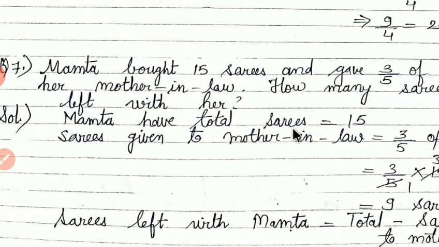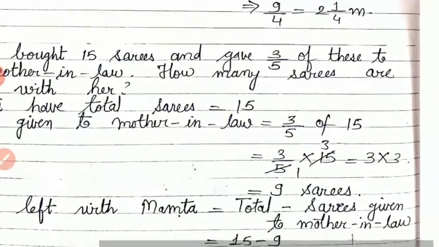So first we'll write from the question, Mamta has total saris. How many saris did she have? 15. And saris given to mother-in-law. Here the number of saris is not given. It is given only as a part.